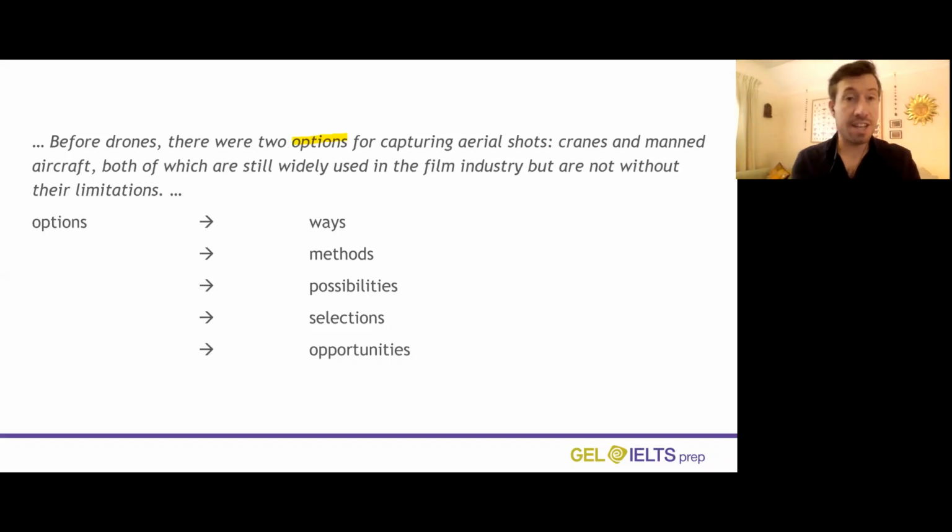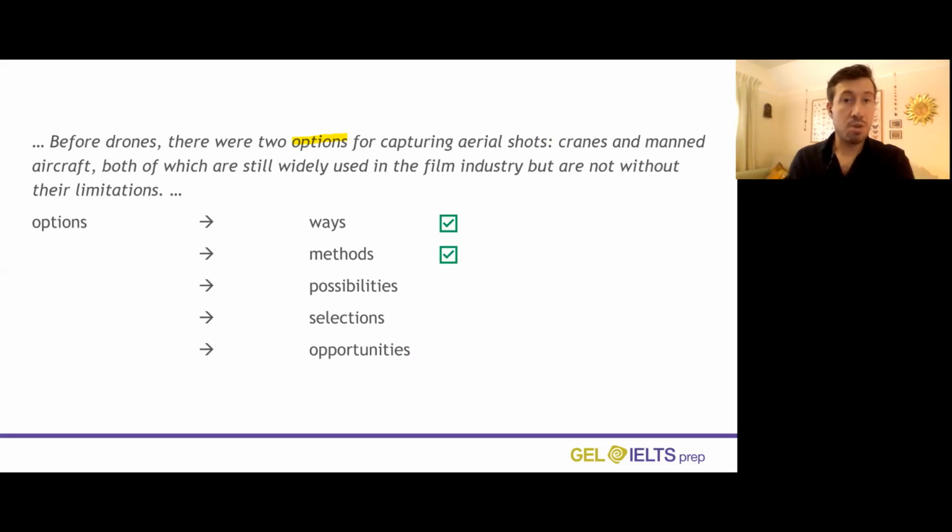Now, in different situations, all of these are synonyms for options, but we only want to focus on which are synonyms for this context. So what we need to do is replace the word options here and see if the sentence still makes sense. Before drones, there were two ways for capturing aerial shots. A way is how you do something. So yeah, that makes perfect sense. Now, ways and methods, they are exactly the same meaning. So methods would also be a synonym here. You could say before drones, there were two methods for capturing aerial shots.